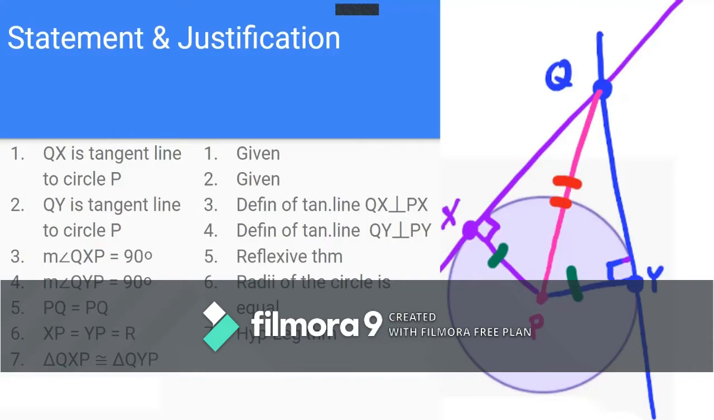So it's a right triangle too. Step 7 makes sense. It is the hypotenuse leg theorem, because it's a right triangle, it has a right angle, it has a hypotenuse, and it has a side. So it makes sense, right?